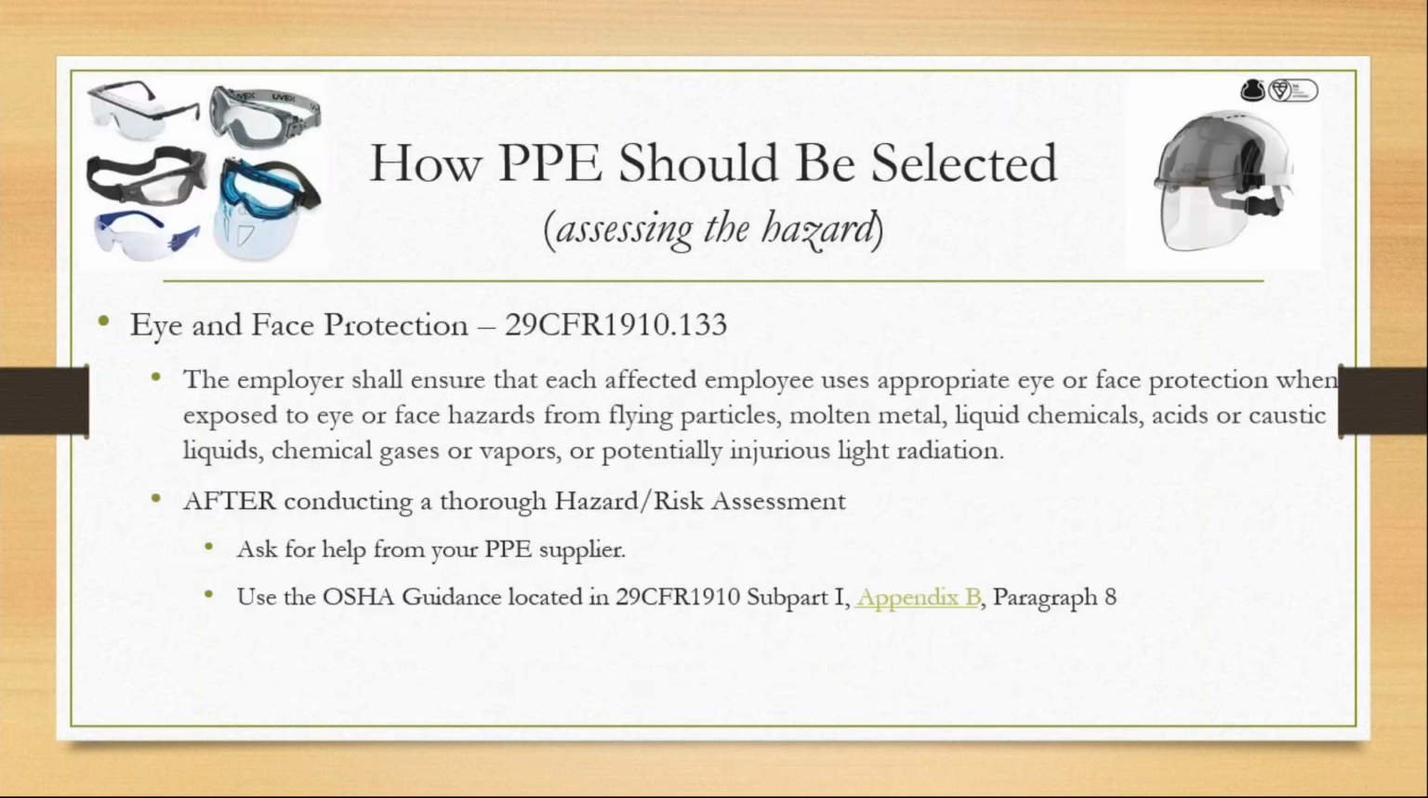So let's continue on. All right, eye protection. Eye and face protection is covered under a specific OSHA rule, 1910.133. This first paragraph is actually what OSHA says about it. It says you should be using appropriate eye and face protection when exposed to eye or face hazards from flying particles, depending on what they're exposed to. Once again, you have to do a risk assessment.